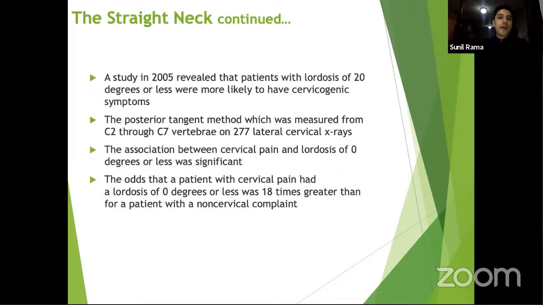Another study in 2005 revealed that patients with a lordosis of 20 degrees or less were more likely to have cervicogenic symptoms. Now, the posterior tangent method was used in the study, and from C2 to C7 on 277 of these lateral cervical spine X-rays. And the association between the cervical spine and a lordosis of 0 degrees or less was significant. So the odds that a patient with cervical pain had a lordosis of 0 degrees or less was 18 times greater than for a patient without any neck pain.